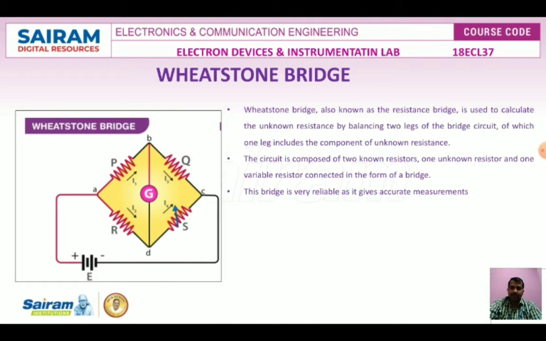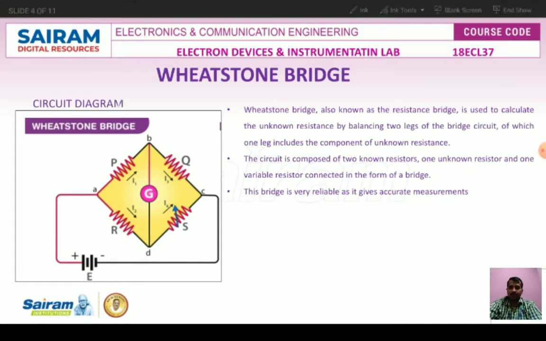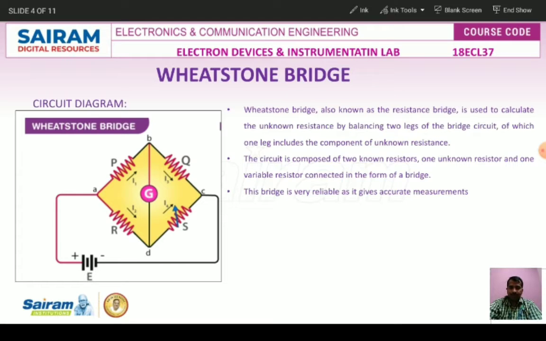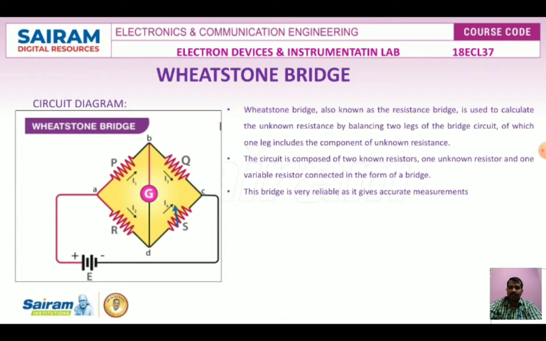This is the Wheatstone bridge, which has 4 arms, or we used to say 4 legs. In between the 4 legs, one galvanometer is connected, and between A and C, a power supply or electromotive force is connected. The galvanometer is connected between B and D, and A, B, C, D are the arms where the resistances are connected.